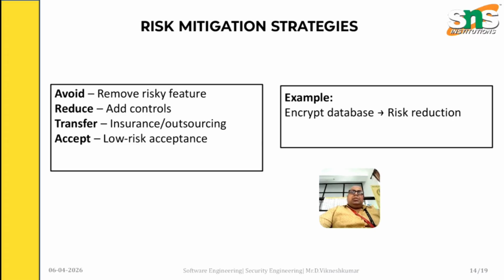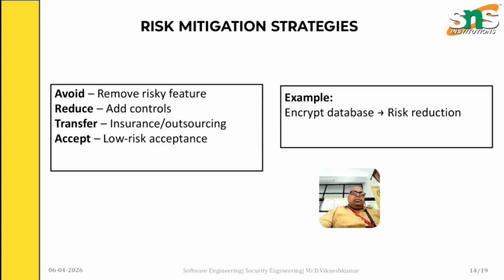Next, reduce means you are going to add numerous controls to reduce the risk in the mitigation process. Transfer means you are going to take insurance or outsourcing for the risk mitigation process. Acceptance means you are going to have a low risk acceptance value. Example: encrypted database and risk reduction.